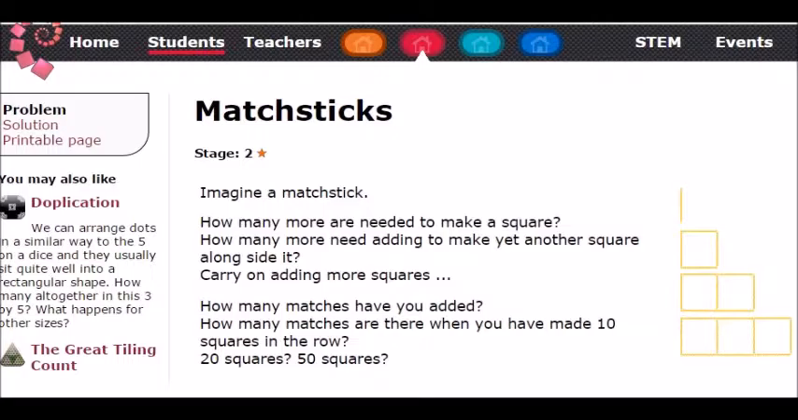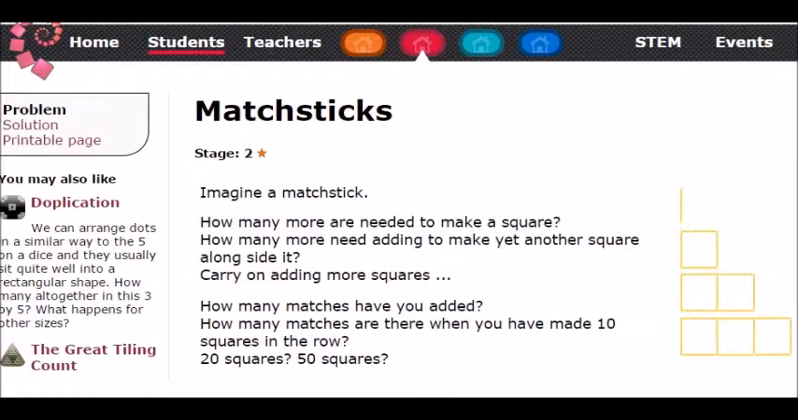So this is a screenshot of the Enrich Matchsticks activity, which I've adapted to create my own activity, where students use matchsticks and create patterns using these matchsticks. This is a fun and inexpensive way of incorporating concrete materials into the mathematical classroom. Students are required to make a square, count the amount of matchsticks used.